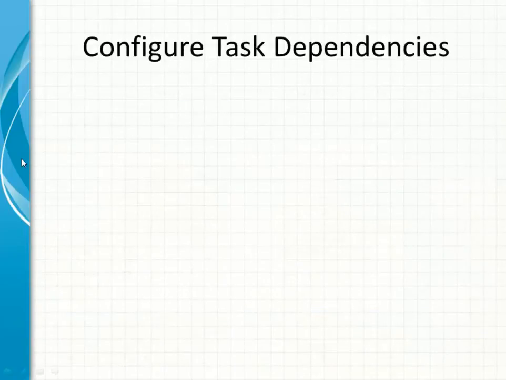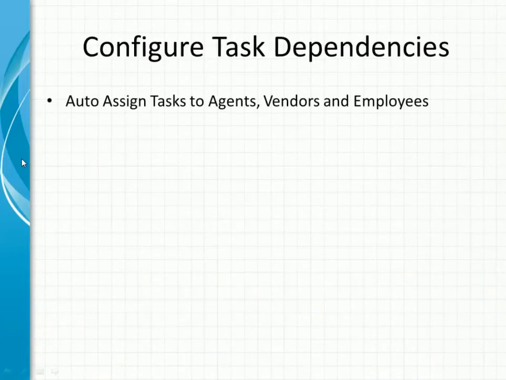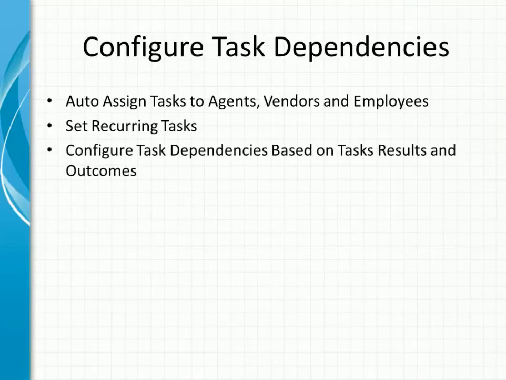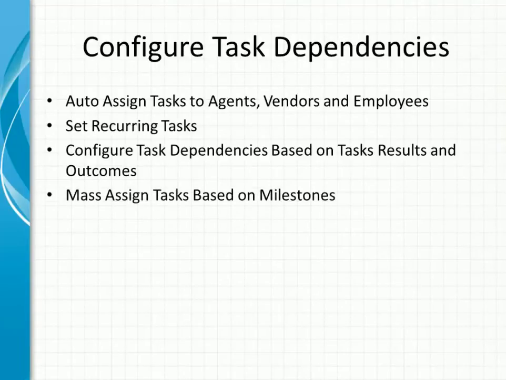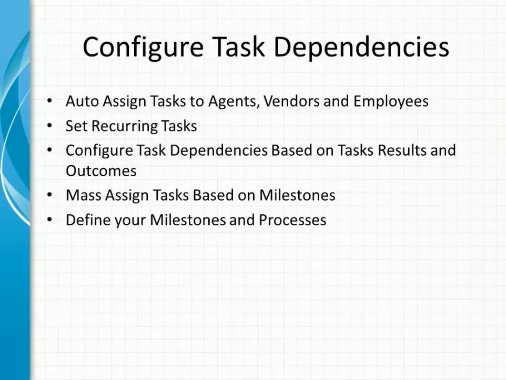Now let's look at configuring task dependencies. So task dependencies allow you to auto-assign to agents and vendors and employees. Set the recurring tasks. Configure task dependencies based upon task results and outcomes. You can mass assign tasks based on milestones. You can define your own milestones and processes.